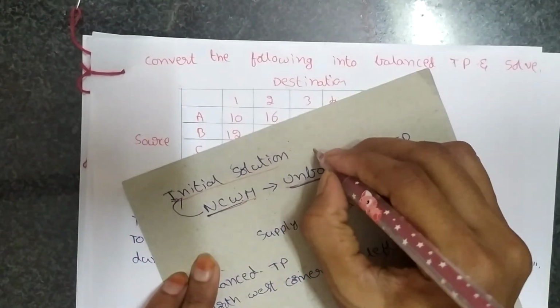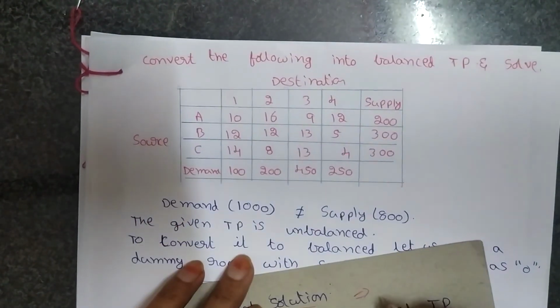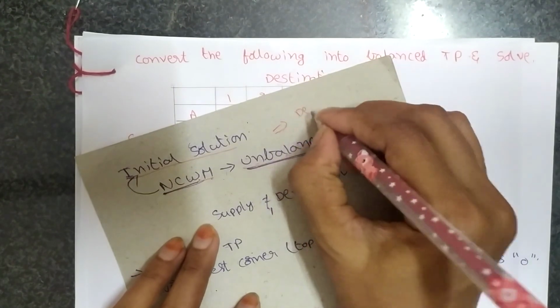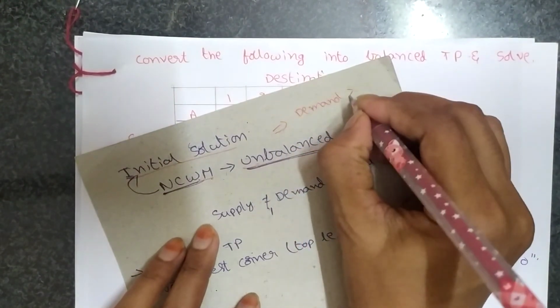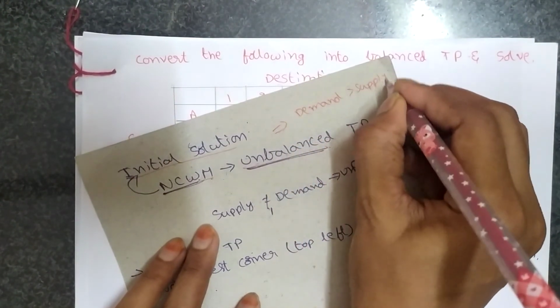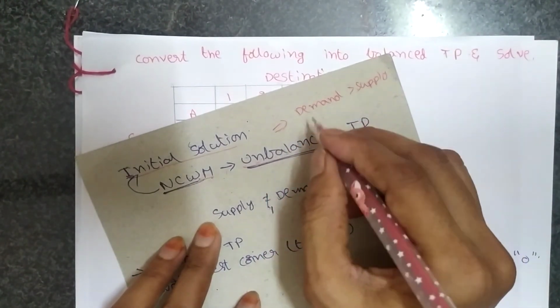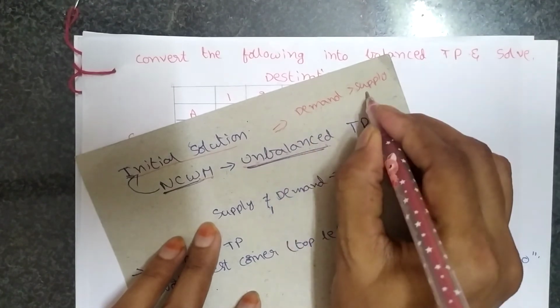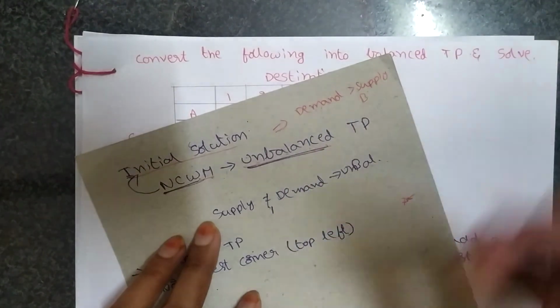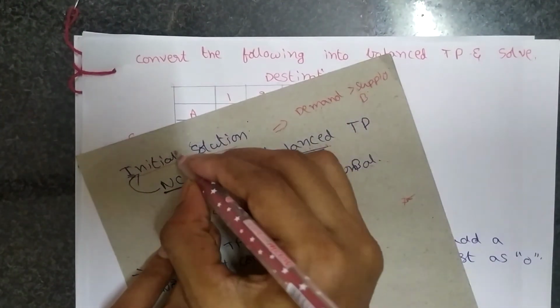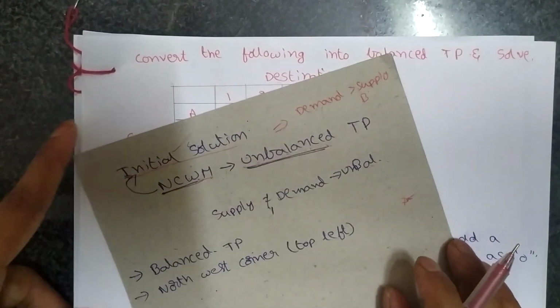Okay, now today we'll discuss the case when demand is more than supply. When demand is more than supply, that means it is unbalanced. In such a situation, how will we convert this to a balanced one, and how will we get the initial feasible solution? We'll discuss that today.